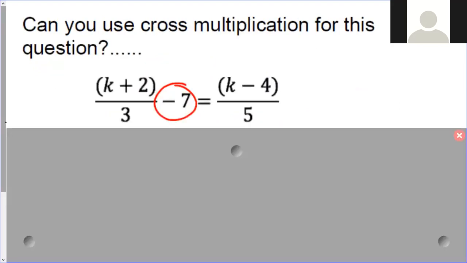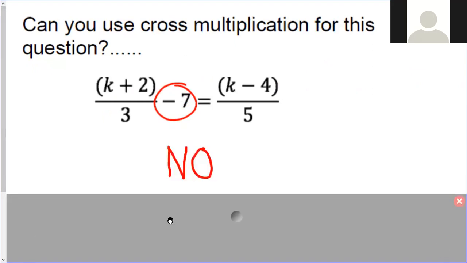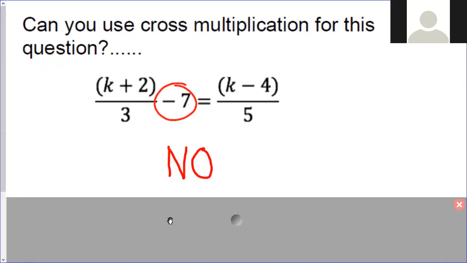Okay, let's write this question down too. With the big, large no. Can you use cross multiplication for this question? Absolutely no. Can someone tell me why we cannot, Miranda? Yes. There's an extra piece to the puzzle, which is the -7. So we cannot do it because there is an extra piece of the puzzle.